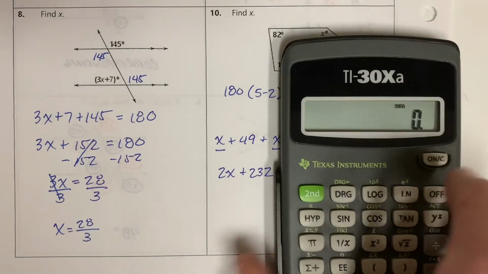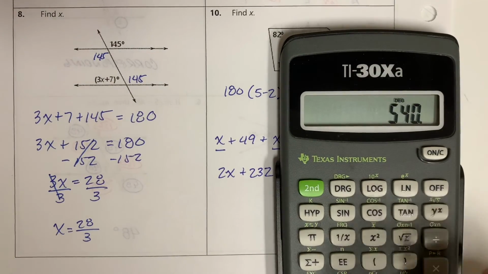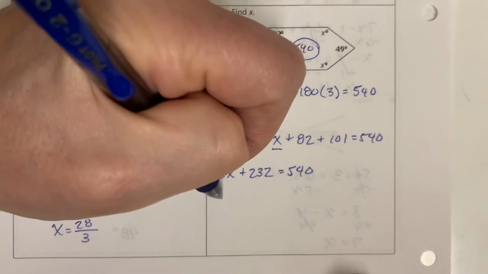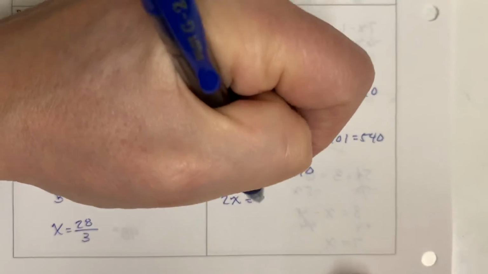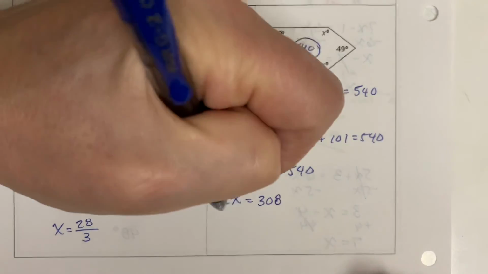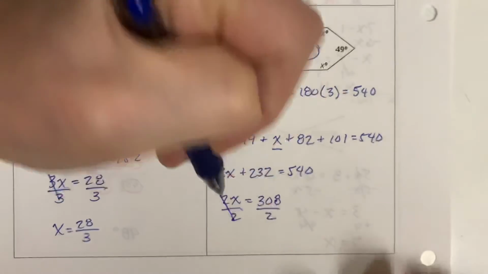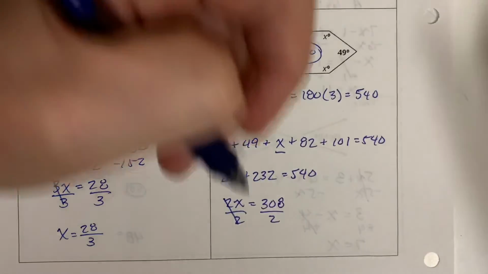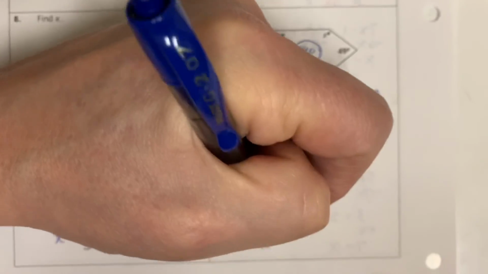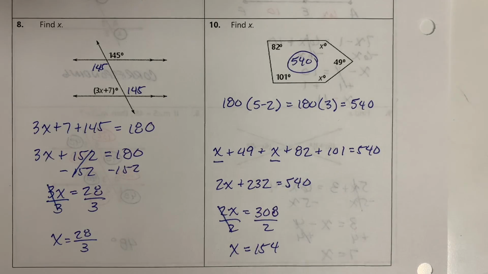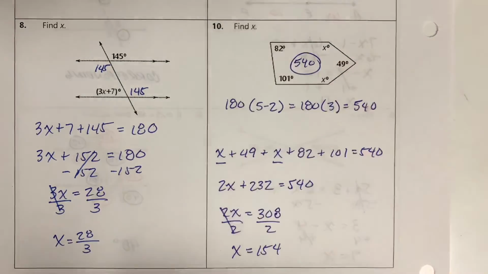So let's take 540, subtract 232, and we get 308. So 2x is equal to 308. So I just subtracted 232 from both sides. So now we have to divide by 2. And 308 divided by 2 is 154. So it looks like the measures of these two are going to be 154 apiece. And that's all we had to do is find x.